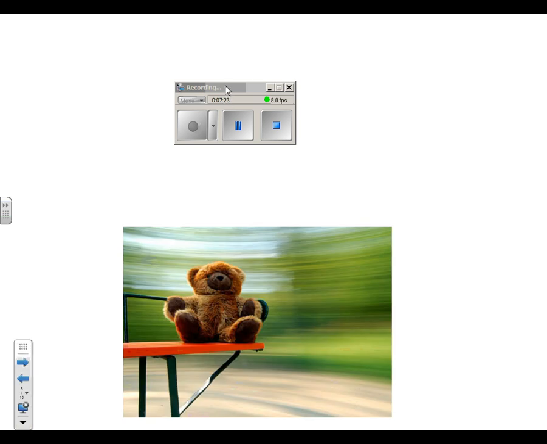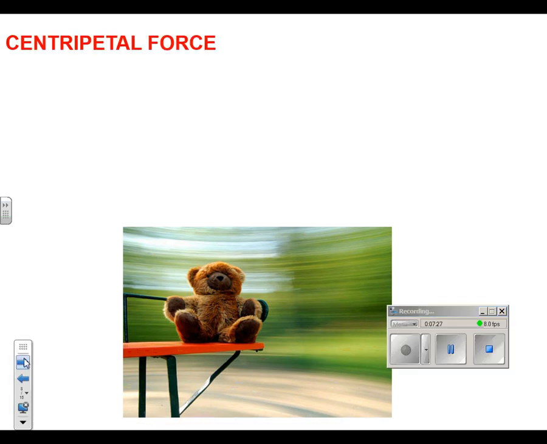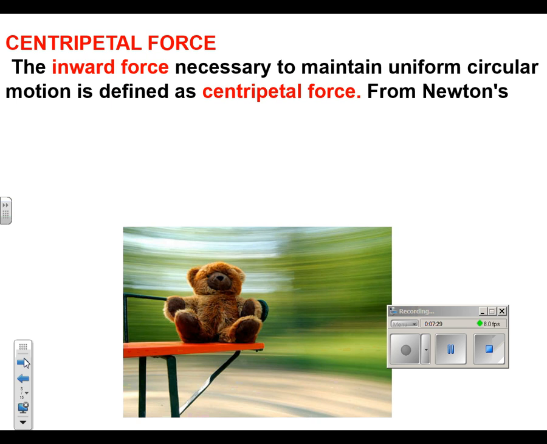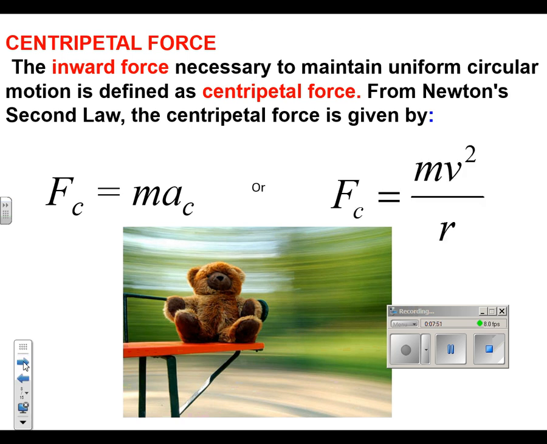So let's talk about centripetal force then. And we're there on my merry-go-round. The inward force necessary to maintain our uniform circular motion is described as centripetal force. From Newton's second law, the centripetal force is given by F equals ma, but we add the subscript c when we're talking about centripetal force. So we could also then substitute all of those acceleration formulas in and get it written like this.